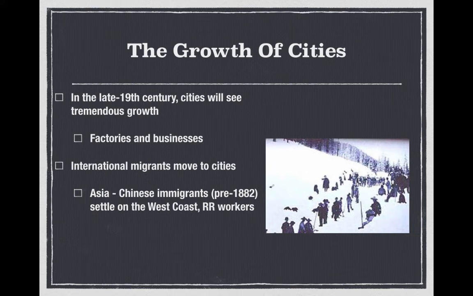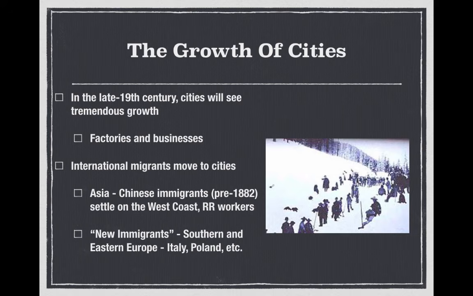We talked about the international migrants in a previous video, but you have Chinese immigrants settling on the West Coast in cities like San Francisco. This is pre-1882, if you remember, because of the Chinese Exclusion Act, which forbade Chinese immigration. New immigrants from Southern and Eastern Europe were settling on the East Coast in cities, from places like Italy and Poland. And there were 10 million people that immigrated to the United States between 1860 and 1890. So a lot of immigrants are moving to America.